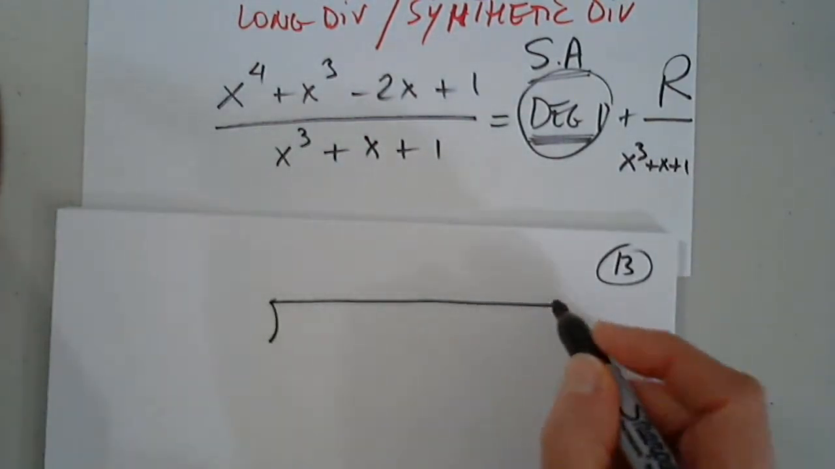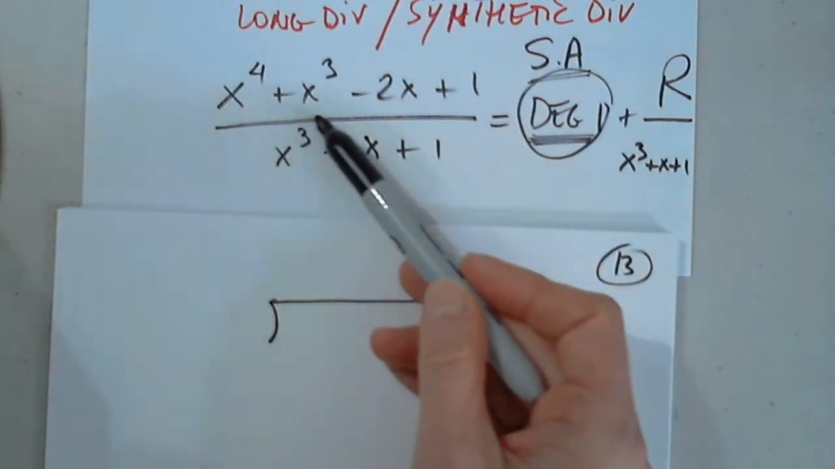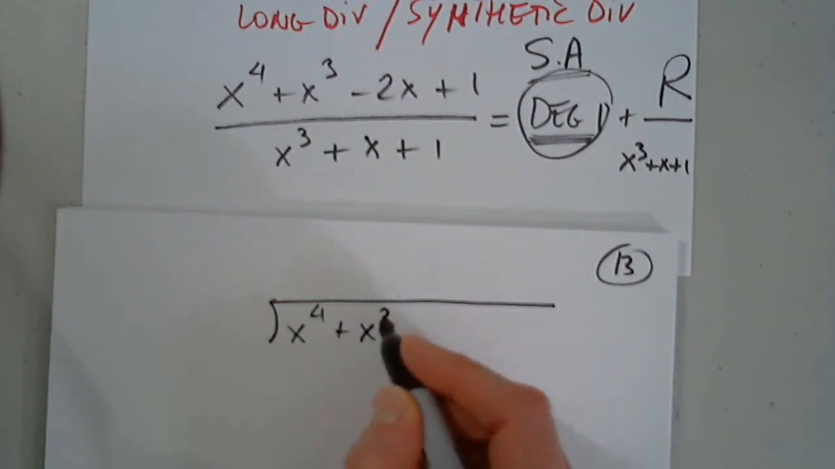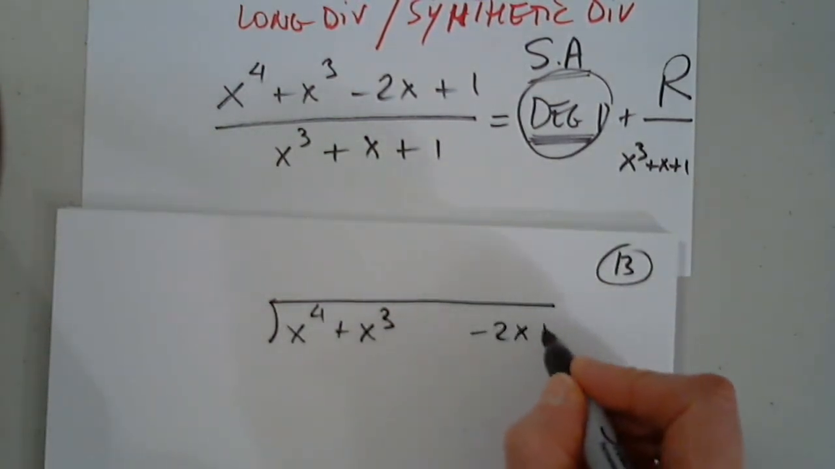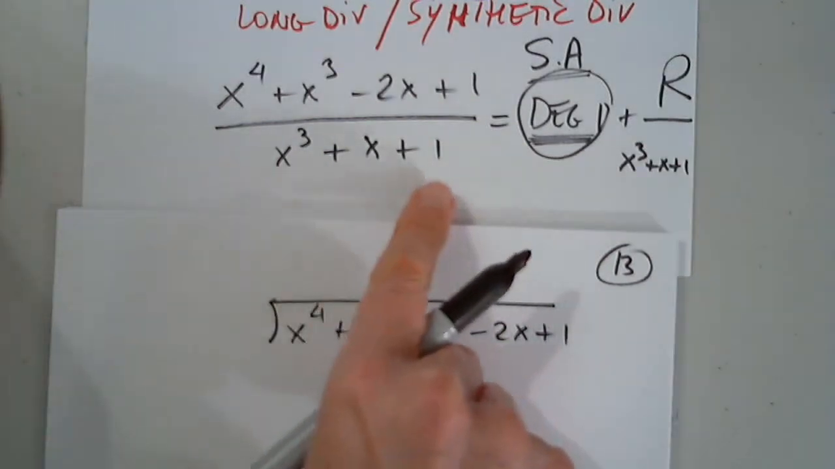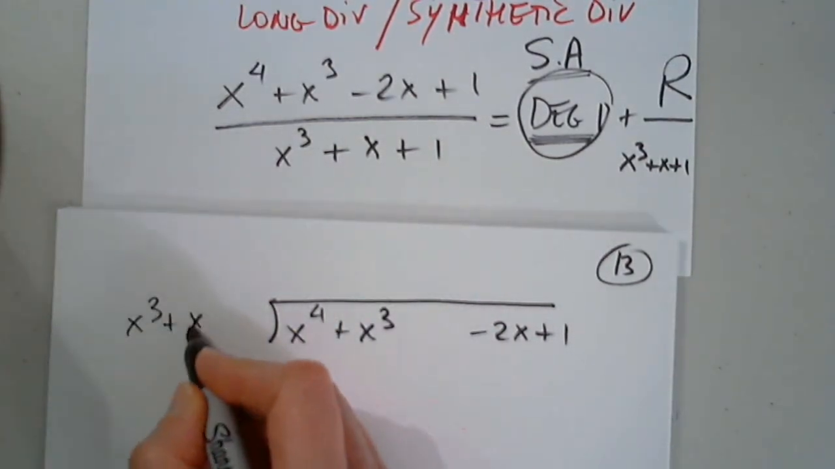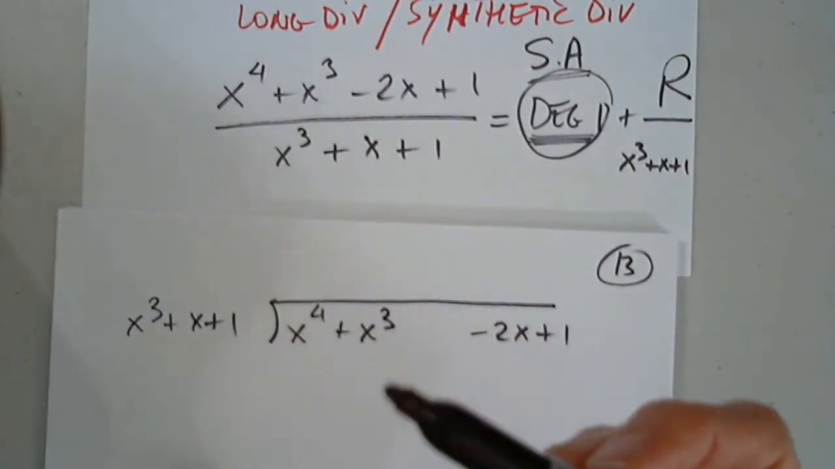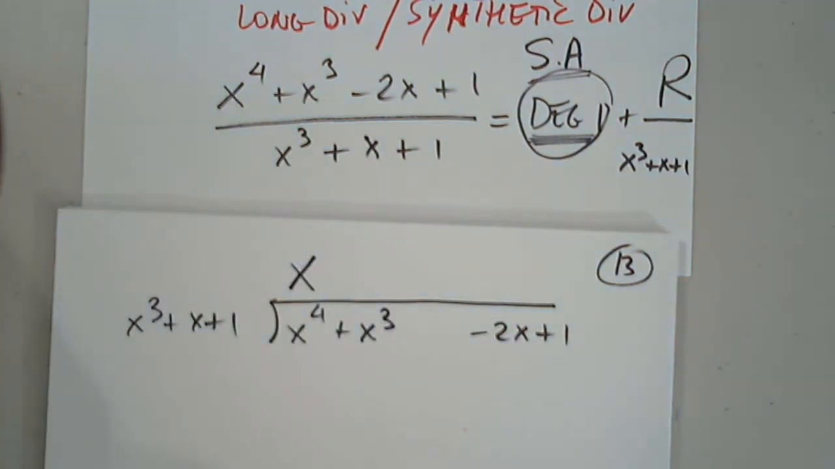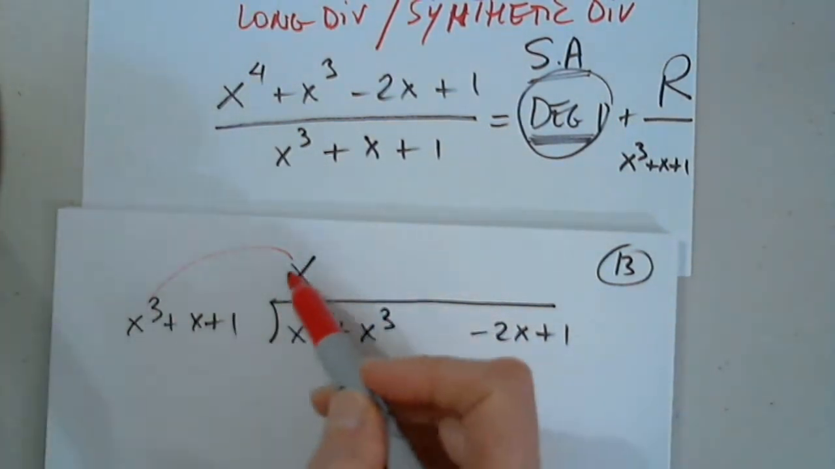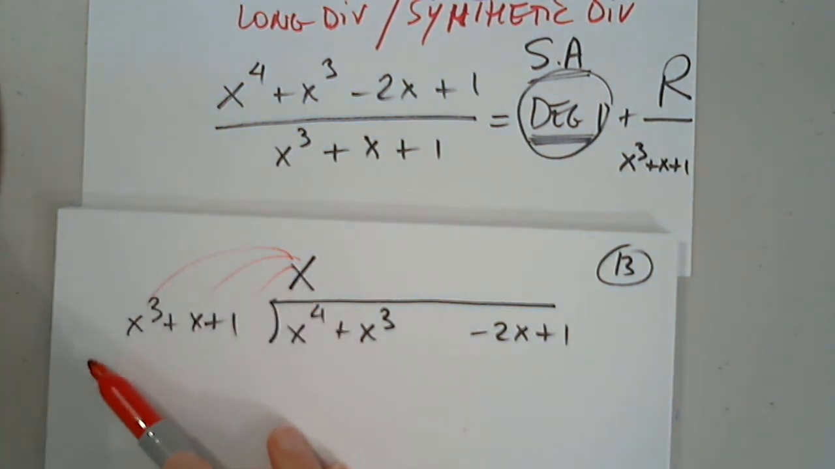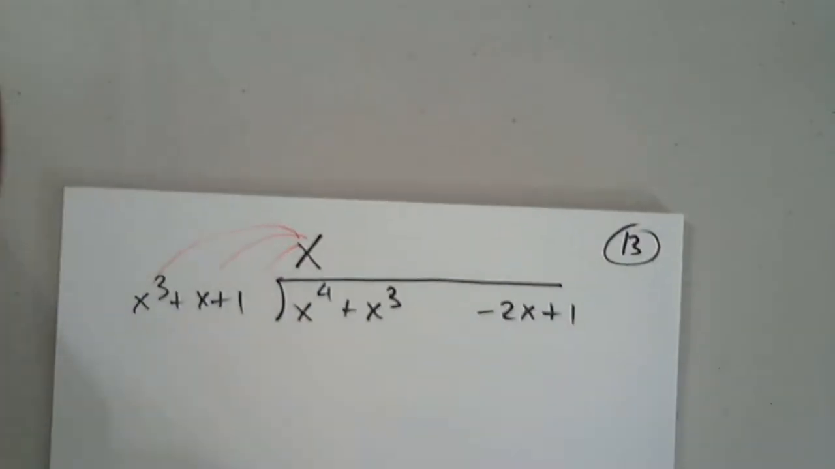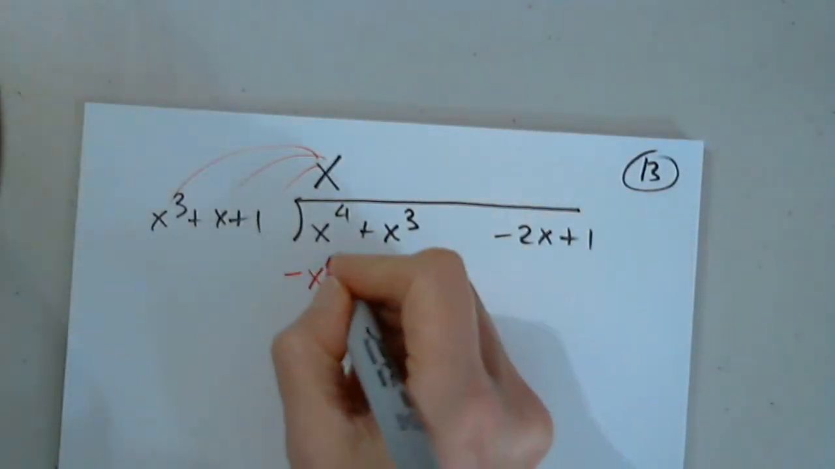I realize that the function is missing degree 2. So I have x to the fourth plus x to the third, minus 2x plus 1. I don't care if terms are missing here. It doesn't matter, as long as everything is in descending order. X cubed times what is x to the fourth? The answer is x. Now I go back and distribute x to these three terms. X to the fourth, but I subtract when I write it, so this is negative x to the fourth.